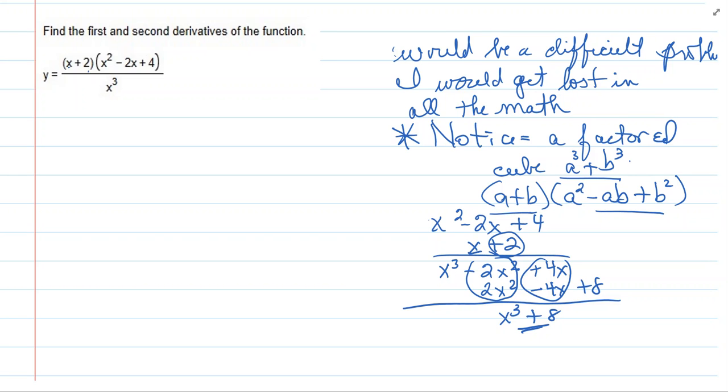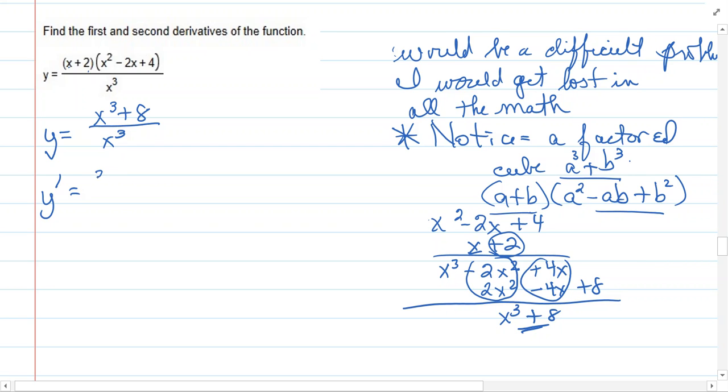Okay, that would be an easier way of doing the quotient rule. So we have y equals, and I'm going to put x cubed plus 8 over x cubed. All right. So we're going to have y prime is equal to the derivative of the first term, which is 3x squared, times the bottom, minus the top times the derivative of the bottom, all over the bottom squared.